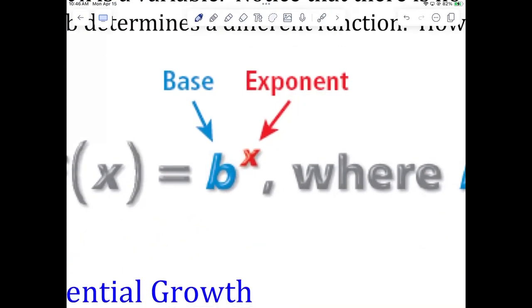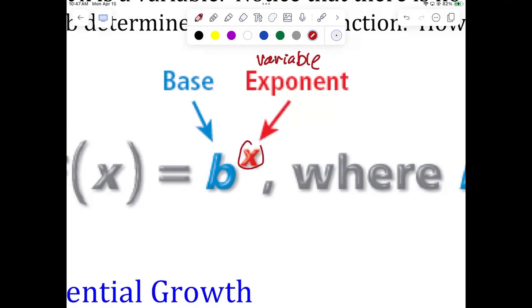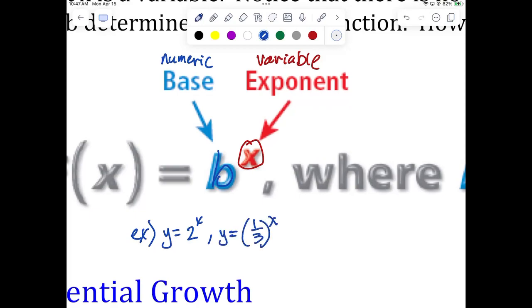You have a variable in the exponent, and you have a numeric base. Okay, that's what makes it exponential. Here's an example of some of them. Y equals 2 to the power of x. Y equals 1/3 to the x power. Those are examples of exponential functions. They have a number that's a base, and they have a power that's a variable.